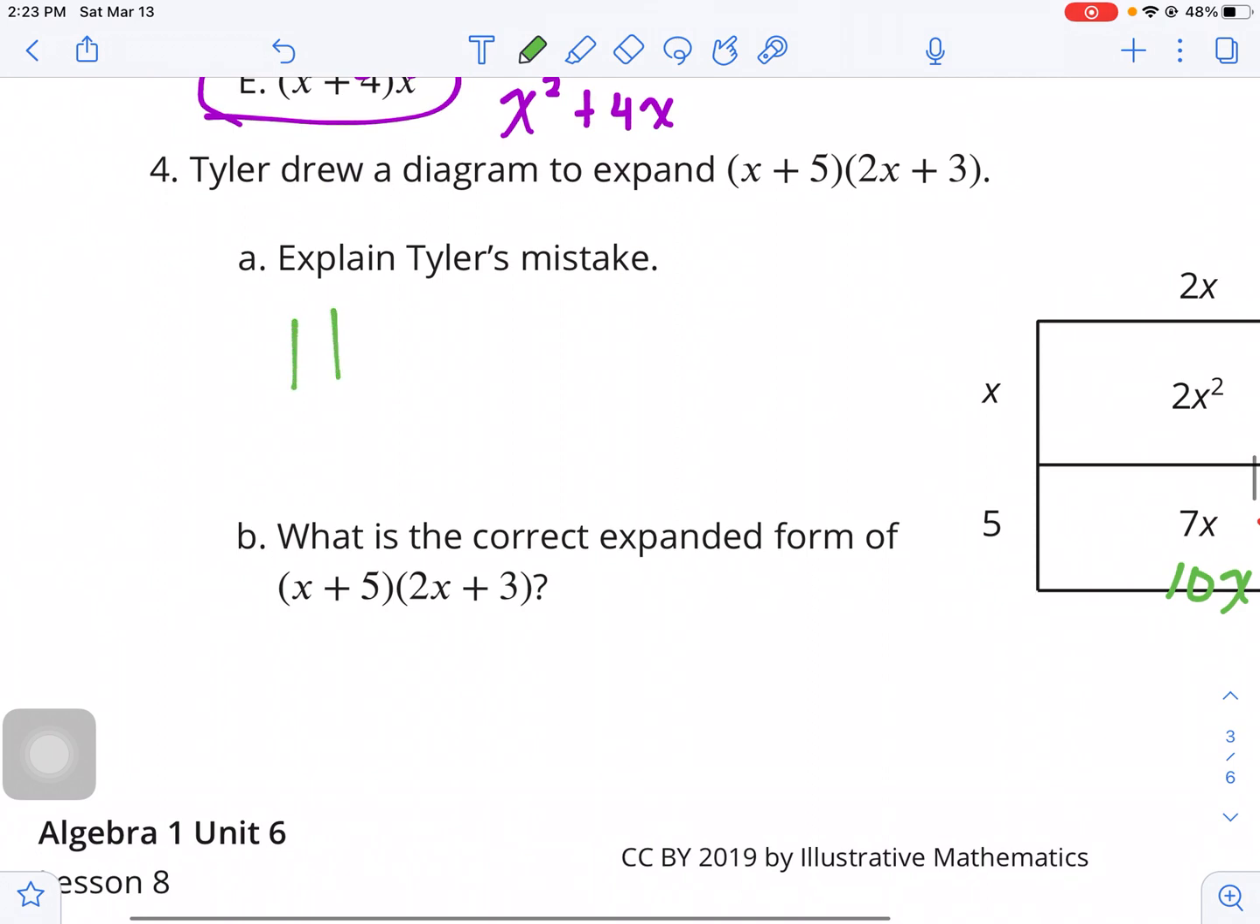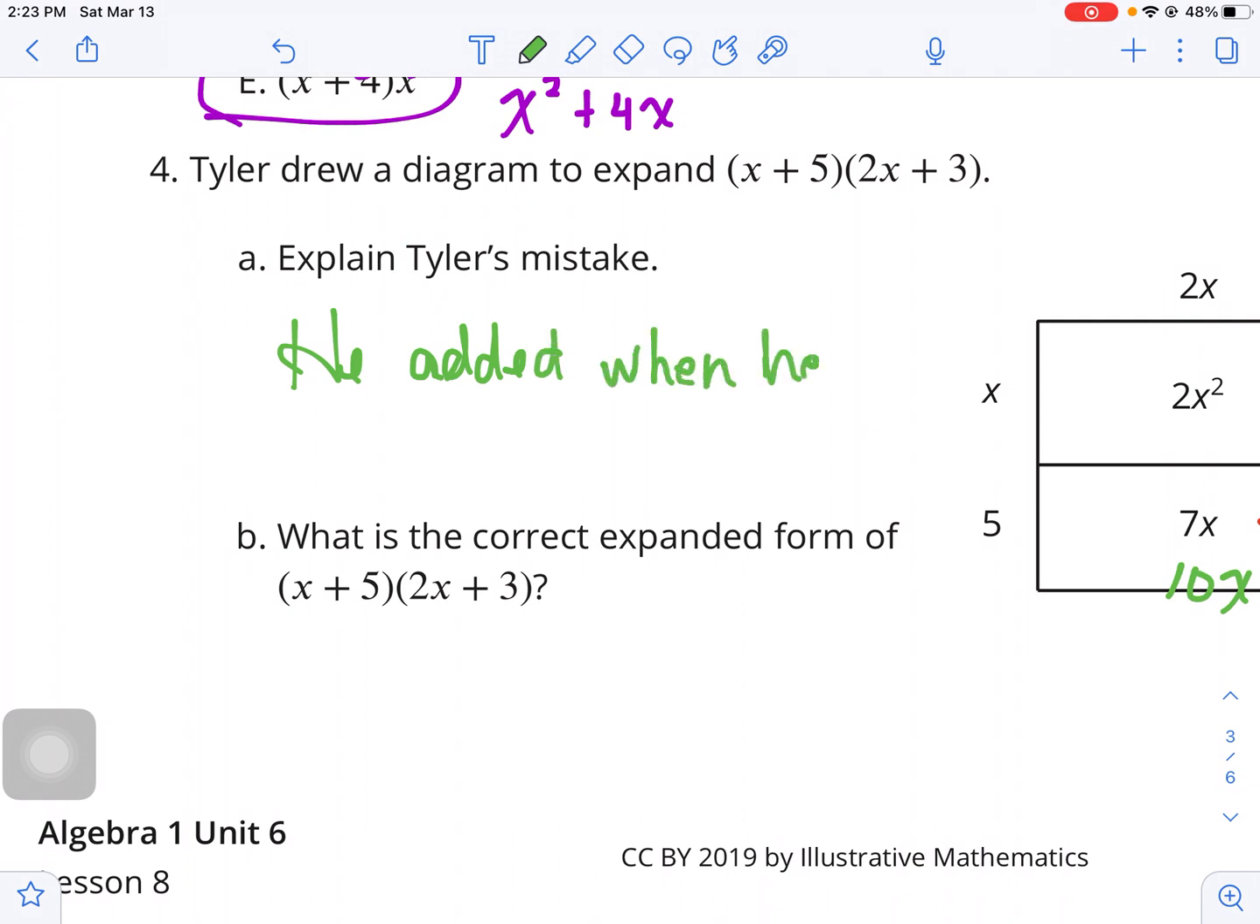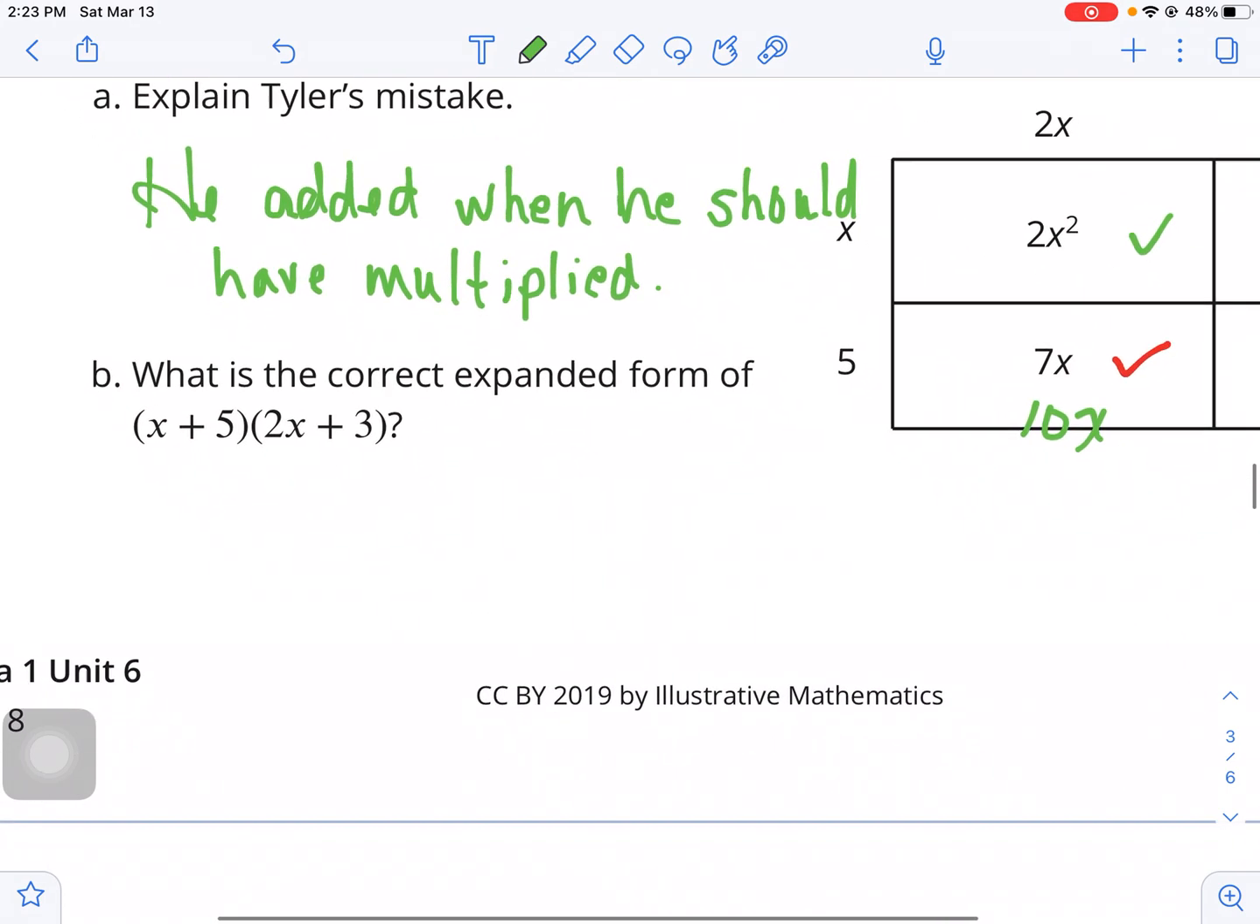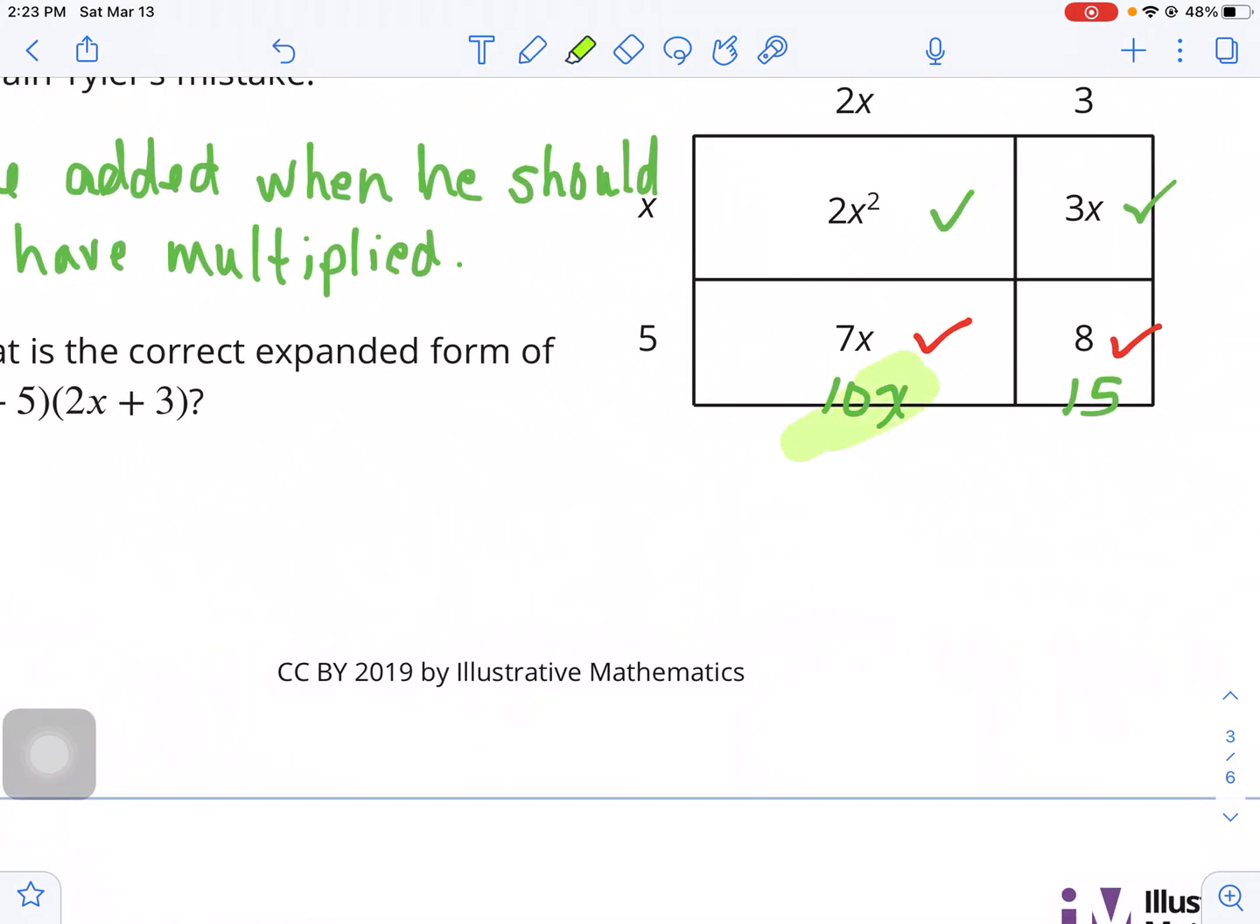So he added when he should have multiplied. And what is the correct expanded form then? So now if we combine these diagonal terms and write the correct constant term, we have 2x squared plus 13x plus 15 then.